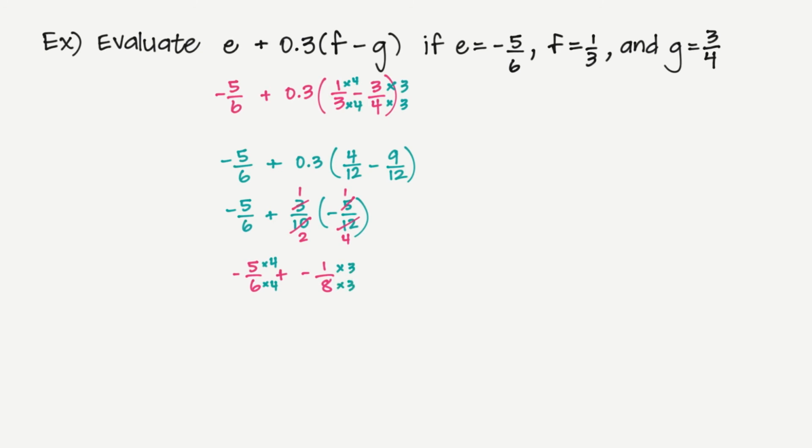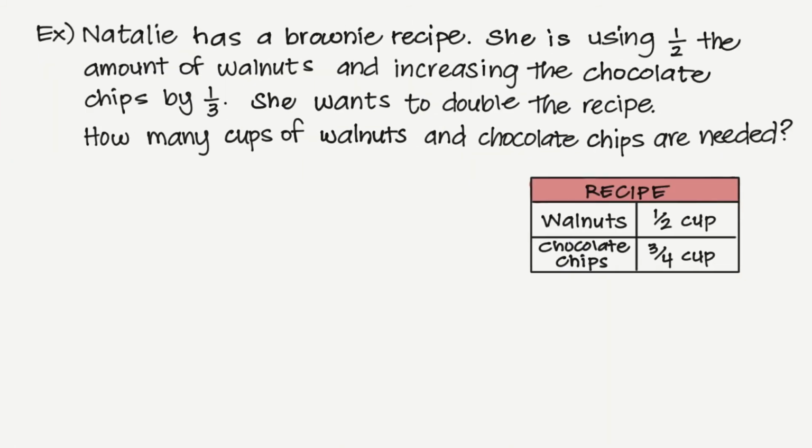Final step, to combine these, I need to have them with the same denominator. So I'm going to choose 24 as a common denominator. So that gives me -20/24 plus -3/24. And then when I combine those, I get -23/24. And that's my final answer. All right, we're going to end now with one final word problem.